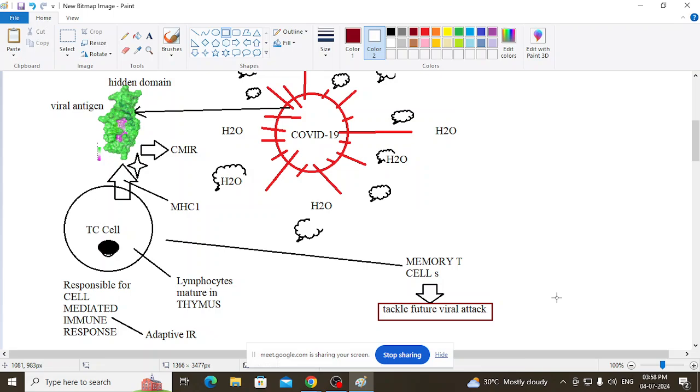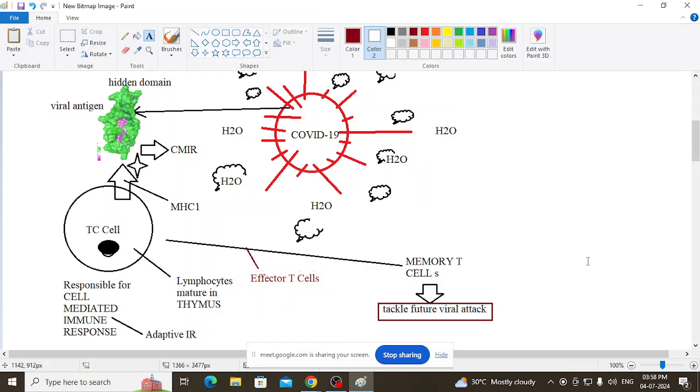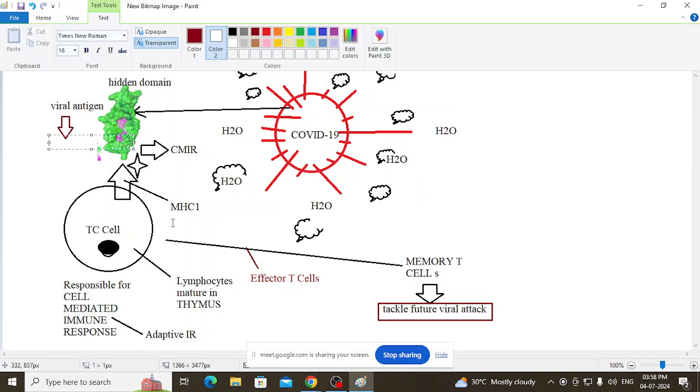This T lymphocyte which binds with the viral protein will break down into two things. One is memory T cells, and the other is effector T cells. These effector T cells will kill immediately. So what is the idea? The idea is to find out whether this protein has sufficient tendency to bind with MHC1. For that, this viral antigen should first get classified as an antigen. So we shall first identify whether it's an antigen or not.